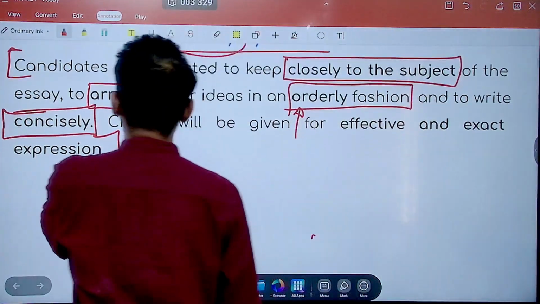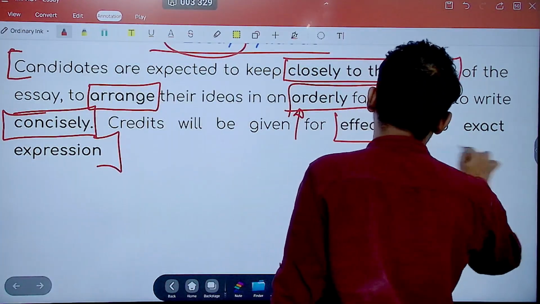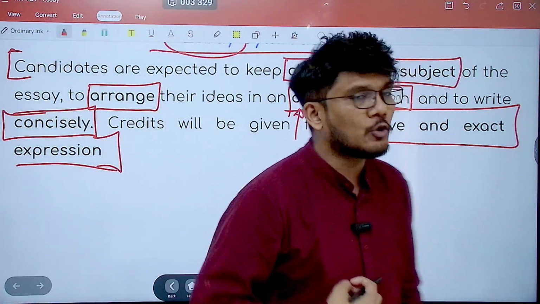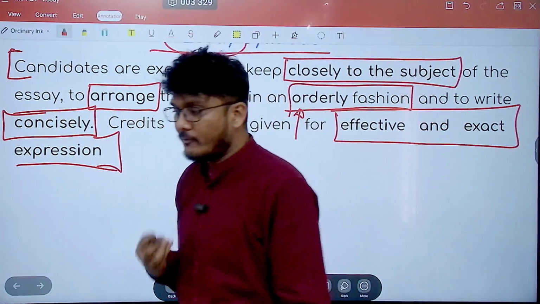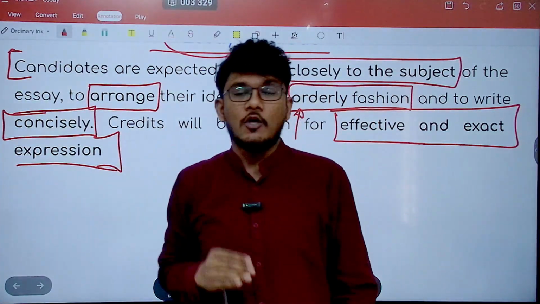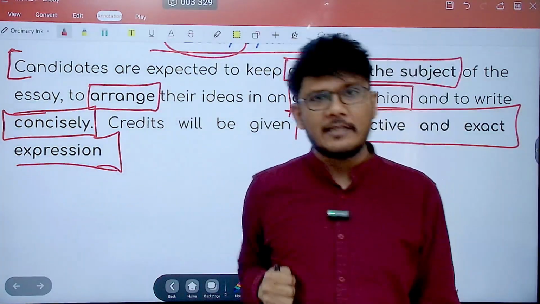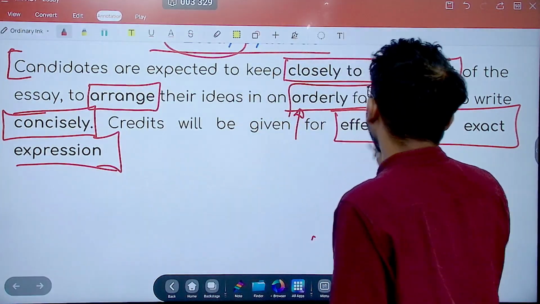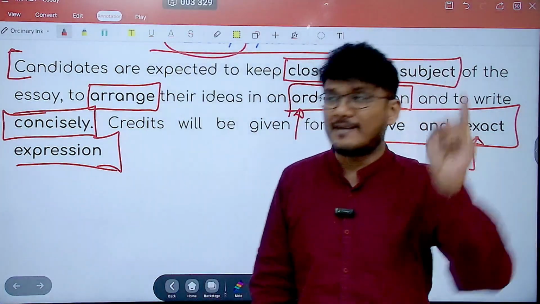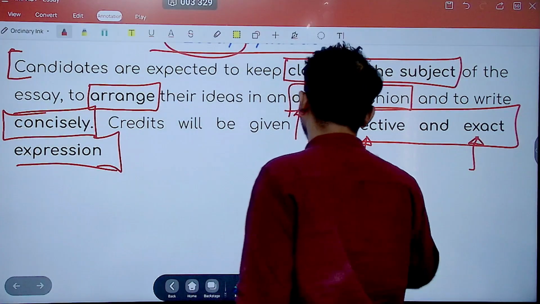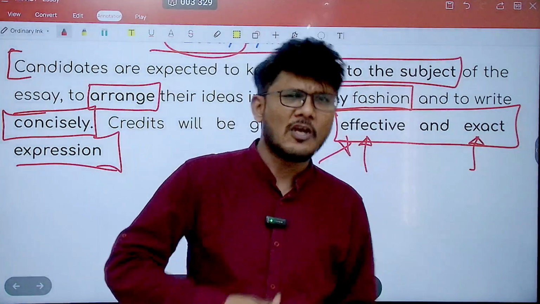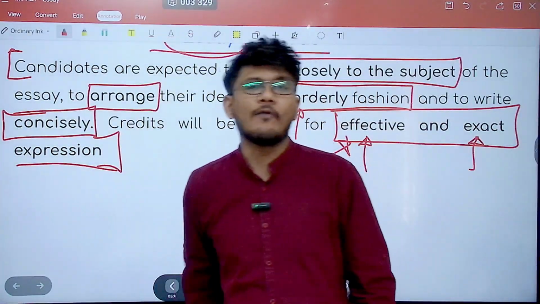So it has to be concise, and credits will be given for effective and exact expression. So whatever your thoughts are, you should be able to express them clearly. Sometimes what happens is, you know what you want to say, you have the knowledge, but you're not able to present it. So you want to say something, but it means a completely different thing. So here you have to have exact expression plus be effective. Effectiveness can be brought in with the help of examples, with the help of backing of Supreme Court judgments, policy, acts, government schemes, and so on and so forth, which we will see as we move ahead with the actual topics of UPSC essays.